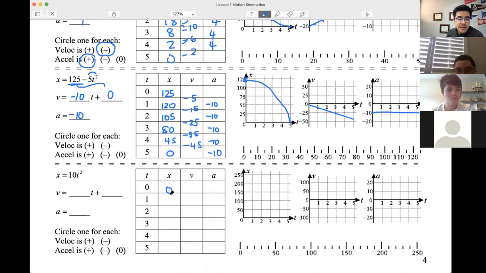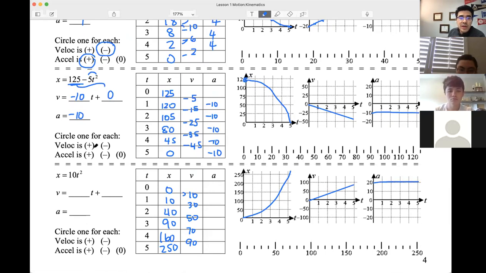This one's easy. It's 0, 10, 40, 90, 160, 250. We're going to calculate the change: 10, 30, 50, 70, 90. So what would the acceleration be here? 20 units per second. Ta-da! And then this one's going to be a straight line starting from here, going up to 90, something like that. And then this one will be 20.